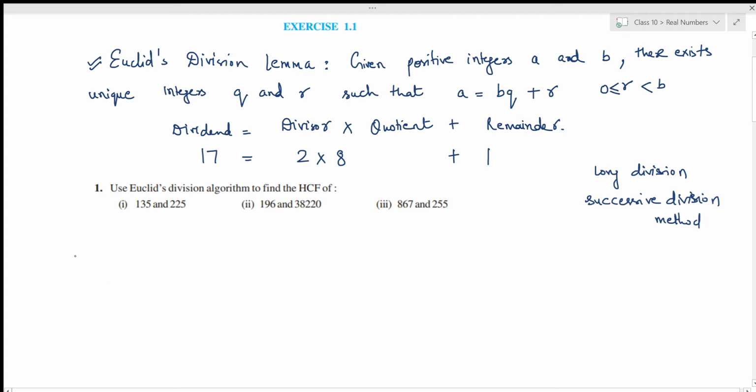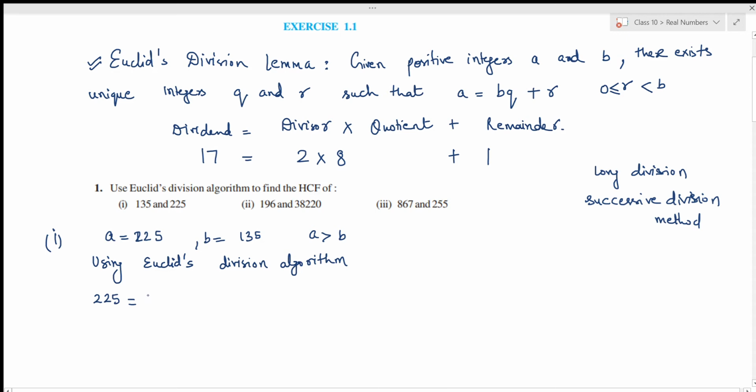So how we will do it? Let's start with this first part. Let me take A is equal to 225, B is equal to 135. I need to take A greater than B always. So using Euclid's division algorithm, I will divide A by 135 and I'll check what remainder I will get here. Let's do the division over here.